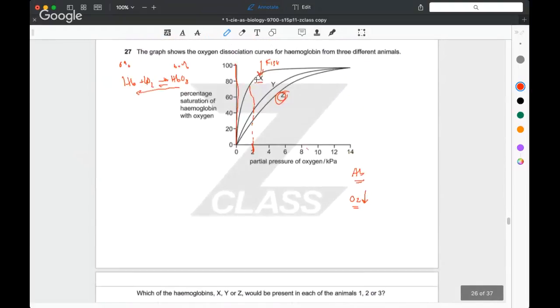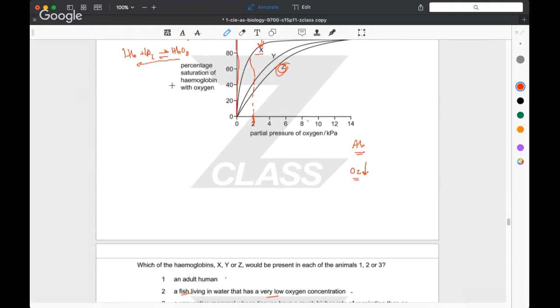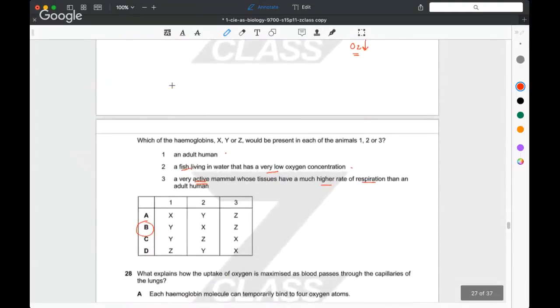And that needs the oxyhemoglobin to release its oxygen, so that the oxygen is then free to be used in the high rate of respiration inside the cells. Okay, so that was the correct answer for question 27.